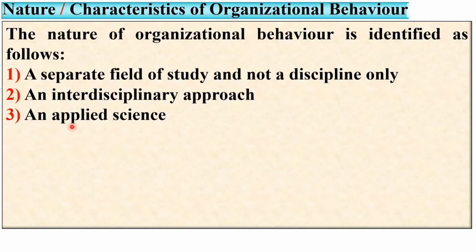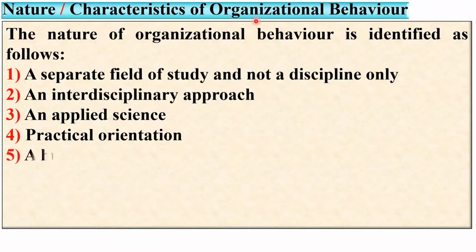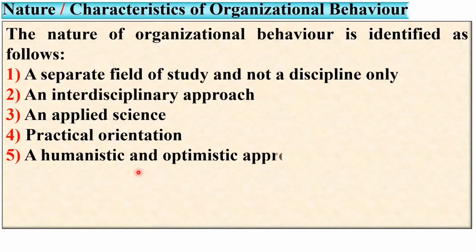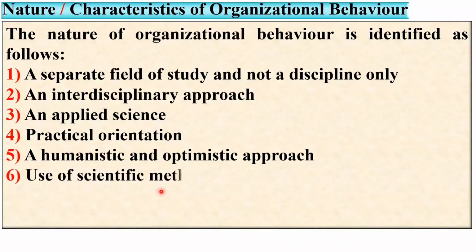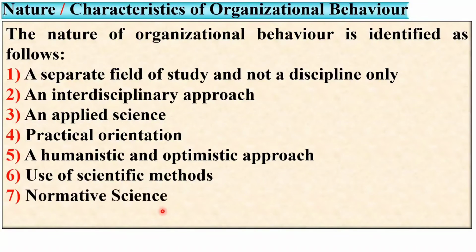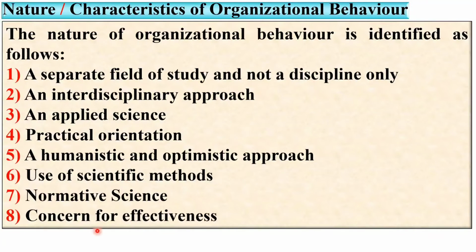Next, OB is an applied science. Next, in the OB, there is a practical orientation. Next, OB has a humanistic and optimistic approach. Next, use of scientific methods in OB. Next, OB is a normative science. And at last, OB is concern for effectiveness in any organization. So these are the 8 different characteristics, or you can say the nature of organizational behavior.